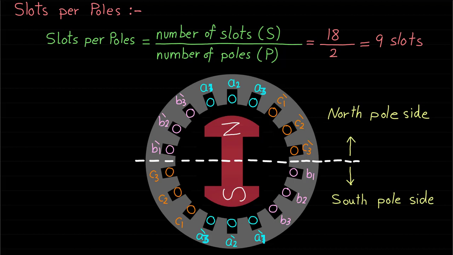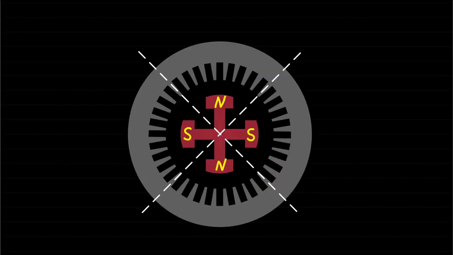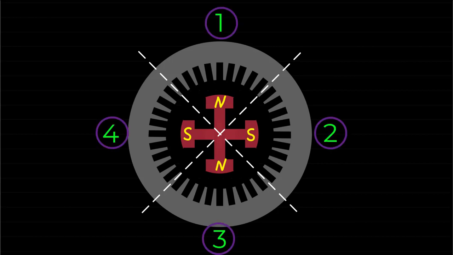Therefore, the slots per pole of this machine is equal to 9 slots. Let's take another example. This machine represents a 4-pole, 3-phase synchronous machine with salient pole rotor and distributed windings. So if we follow the rule of identifying the slots per pole, then first divide the machine into 4 sides depending on the number of poles, then count how many slots in each side of the poles.